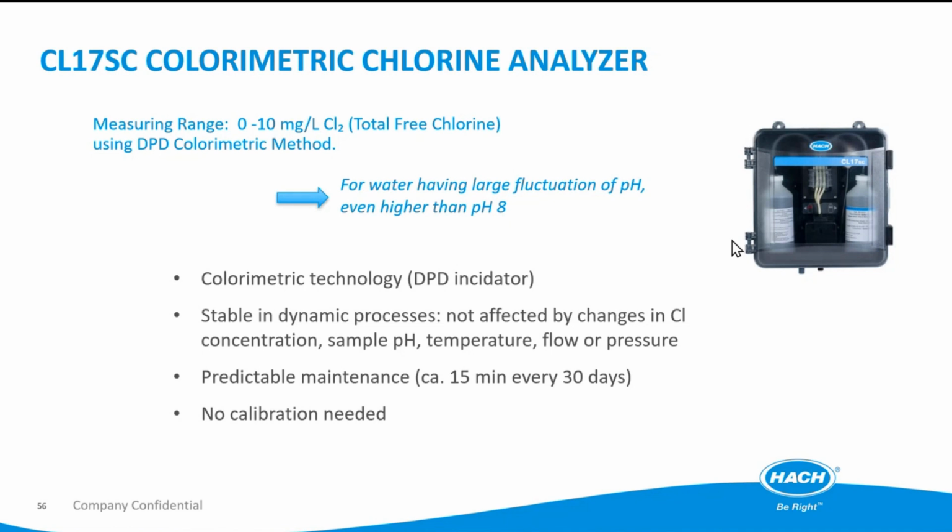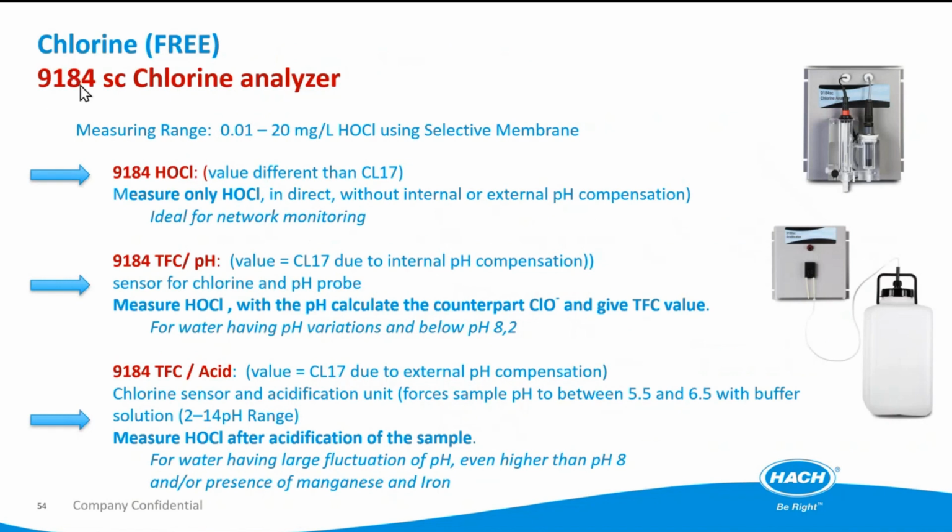Normally, I recommend the CL70SC because we only need to fill up the reagent, and it will operate very well. We do not need to do a lot of maintenance tasks with this product. Of course, for the CL70SC or the 9184SC chlorine analyzer, we still need a controller. Normally, we can use either the SC4500 or the SC1000.